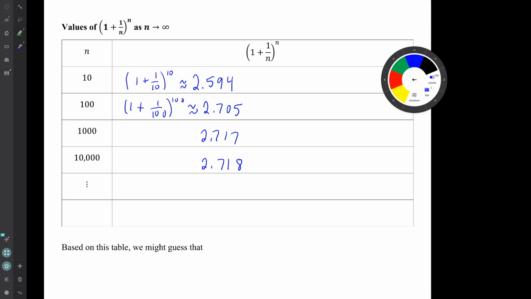Notice that we can describe these trends using symbols. We would describe the trend in the value of n as n is going to infinity. So based on what we see in this table, it seems like maybe the limit does exist, and maybe it's a number near 2.718.